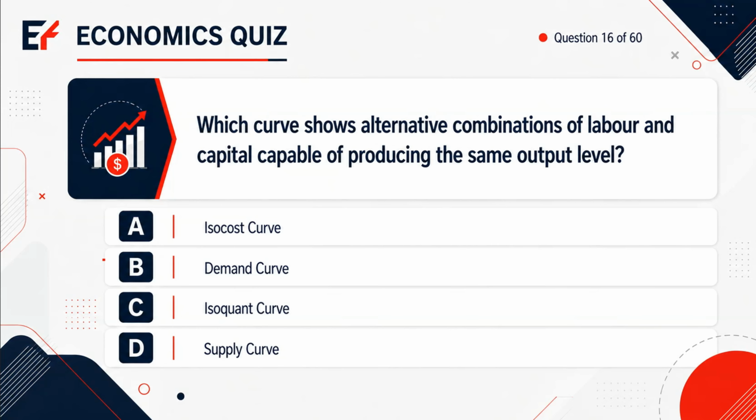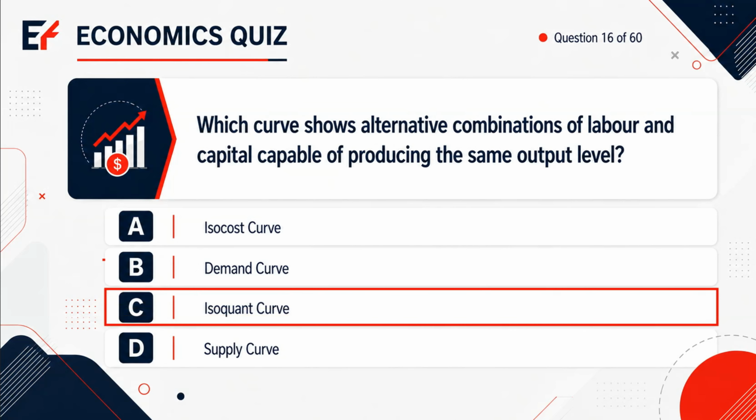Isoquant curve, D. Supply curve. The correct answer is C. Let's distinguish the curves. An isoquant curve shows every possible combination of labor and capital that can produce the same level of output. For example, a firm may use more labor and less capital or more capital and less labor while maintaining the same output quantity.